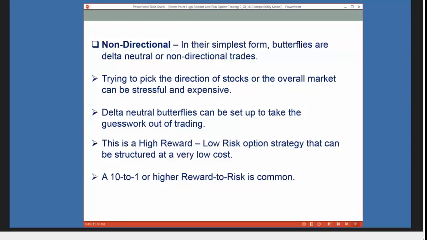So in their simplest form, butterflies are a delta neutral or non-directional trade. And sometimes, trying to pick direction of stocks or the overall market in general can be pretty confusing, stressful, and expensive if you keep buying and getting it wrong. So the delta neutral butterfly strategy can be set up to take the guesswork out of your trading. And it's a really high reward, low risk strategy that can be constructed at a very low cost, giving you really big returns. So you can get 10 to 1 or sometimes greater returns. Reward to risk is pretty common.